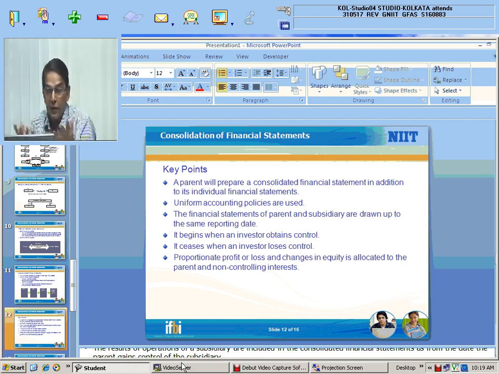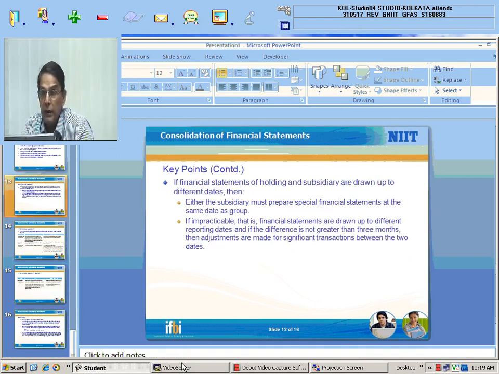Okay, and of course the last thing is, proportionate profit and loss and changes in equity will be allocated to the controlling interest of the parent and the non-controlling interest of the minority shareholders. So these are the key points regarding consolidation of financial statements. If financial statements of the holding and subsidiary are drawn up to different dates, then as I explained, either the subsidiary must prepare special financial statements at the same date as the group, or if it is impracticable, then financial statements drawn up to different reporting dates can be used, and if the difference is not greater than 3 months, adjustments are made for significant transactions between the two dates.